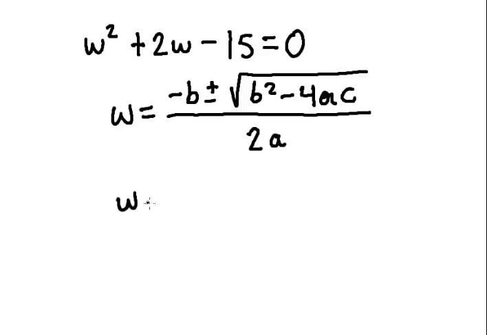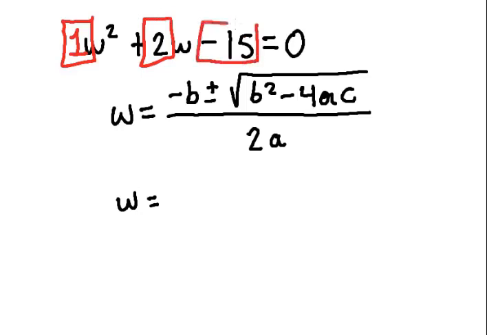Next, we're going to substitute. Okay, what are we going to substitute? Well, a is the first coefficient. If you don't see any number in here, remember, there's always an invisible 1. That means a is 1. B is the second number, positive 2. And C is the last number, negative 15. So those are the numbers I'm going to use to substitute in the formula.